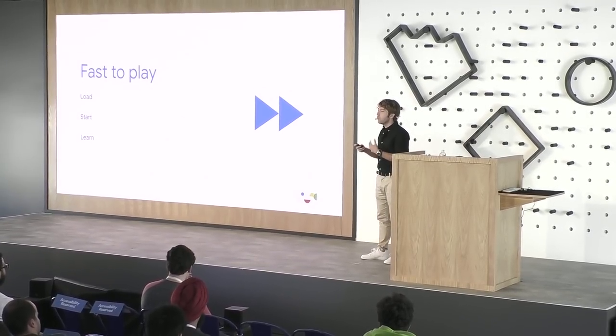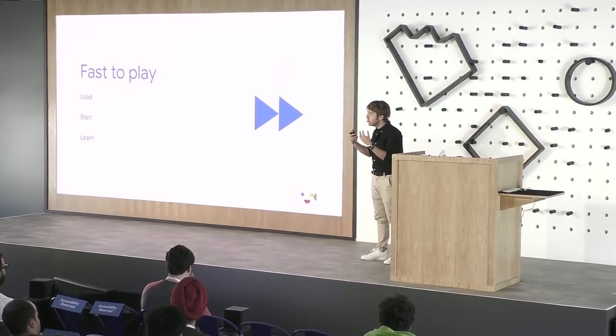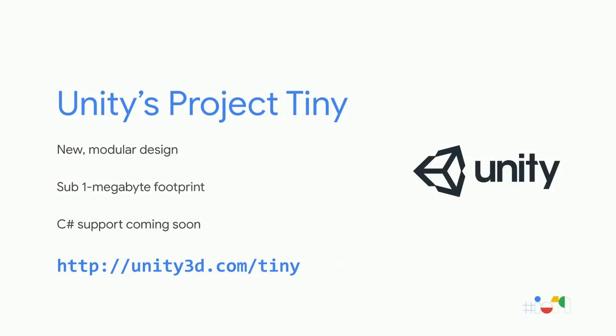So how do we make it fast? What are good examples of games or technologies that get users into a game quickly? Well, remember I mentioned Unity's Project Tiny HTML5 runtime? Unity is previewing a new runtime, which provides a new modular design for their engine, and that keeps the core engine under 1 megabyte. This gives you the power of Unity's editor with a much smaller file size. And additionally, C# support is coming soon in the future. From the tech side, that's really an interesting example of how to make sure a game loads quickly. You want to use tools that ensure that the game is as small as possible.